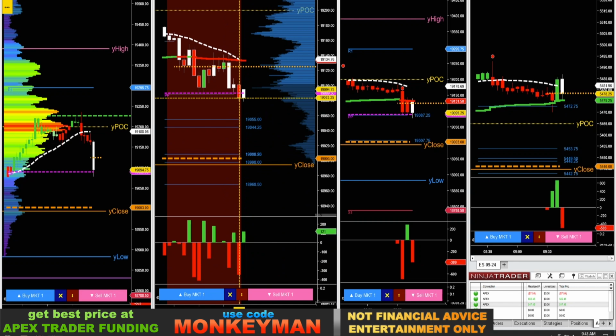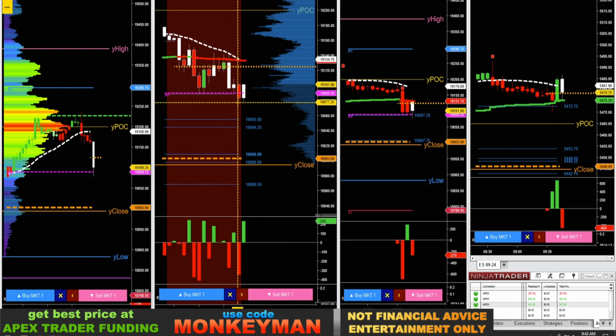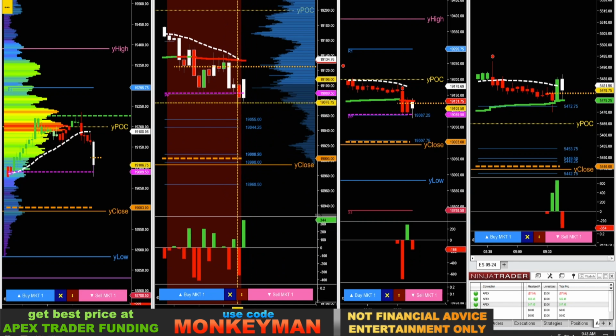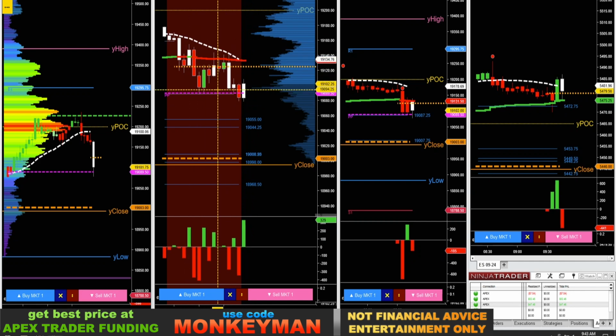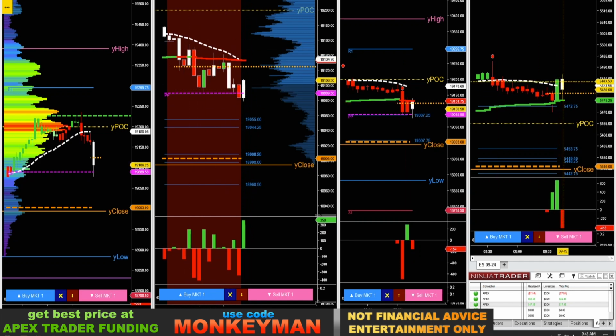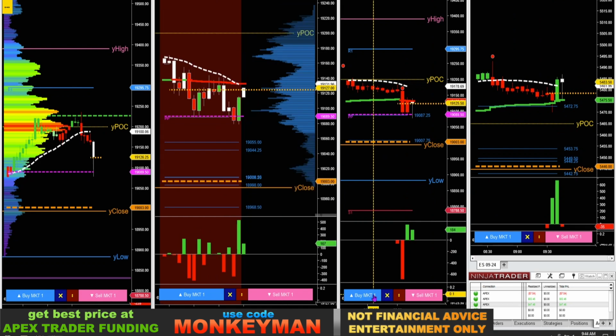Breaking below the pivot, got the fast trend candle. I'd want to see a break lower. So far we're pretty choppy. ES is still holding up above VWAP. Back up to VWAP.